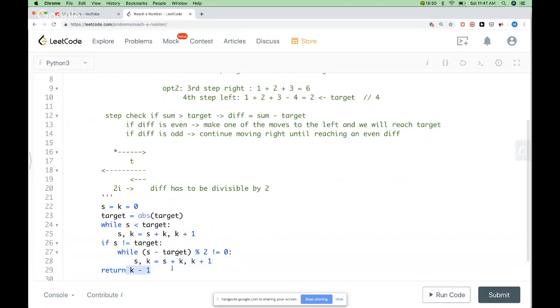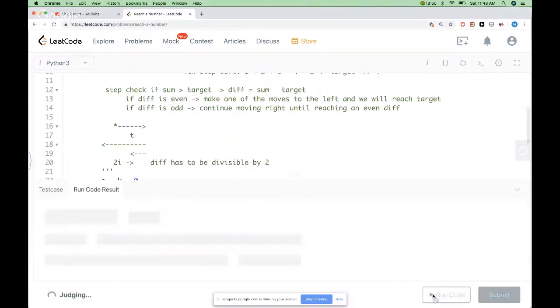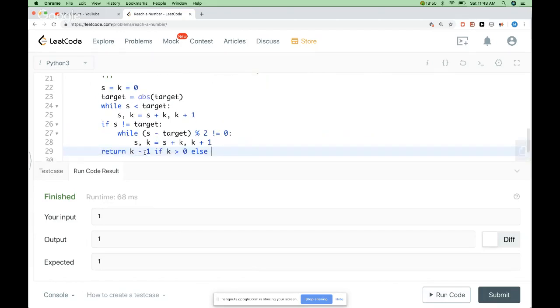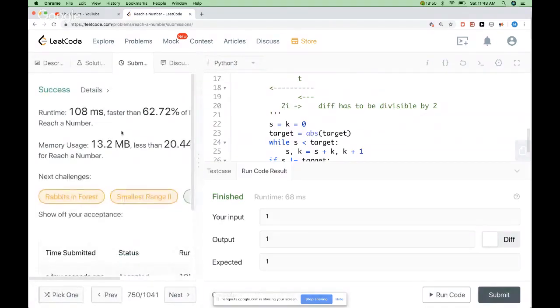There's only one case that we need to deal with here, which is what if we didn't enter this. Actually, we don't need to deal with that case since we must enter since the value is not 0. So we could just return this. But if we want to handle the case where target is equal to 0, then we can say if k is bigger than 0, we do that. Otherwise, it's still 0, then we don't want to return minus 1, so we can just return 0. Let's submit this and see if it passes. Okay, this passes.